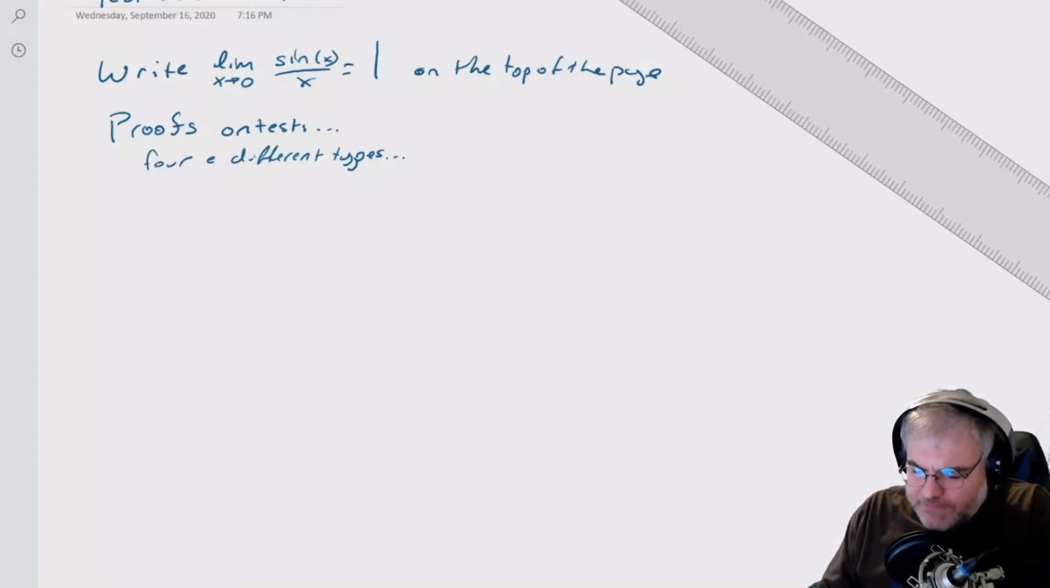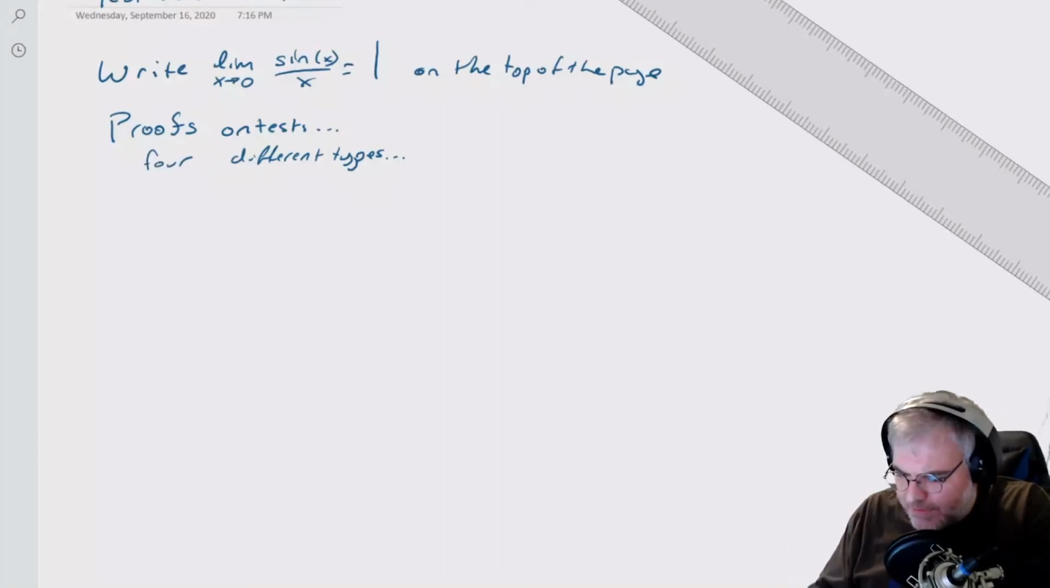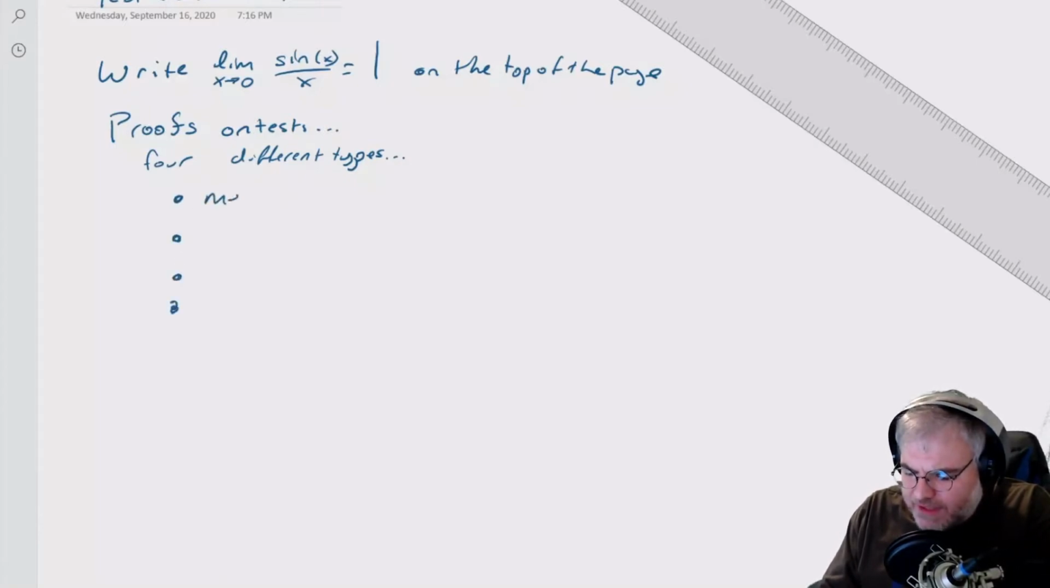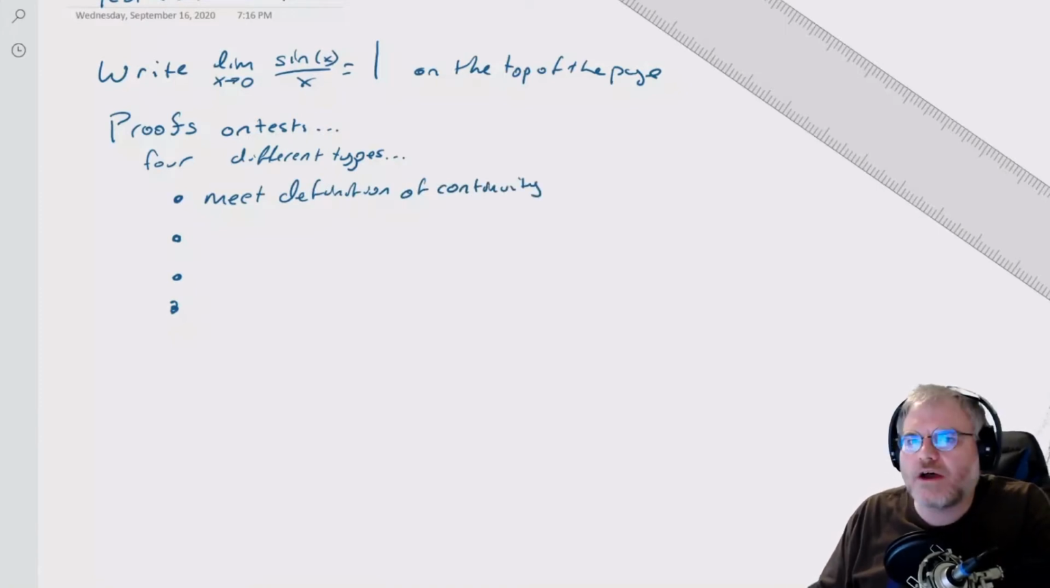We haven't done one of these in a while because I hate them and I wrote the last couple tests, so I don't like them. But you could have meet the definition of continuity. I think there's one of those on the peer leading review.